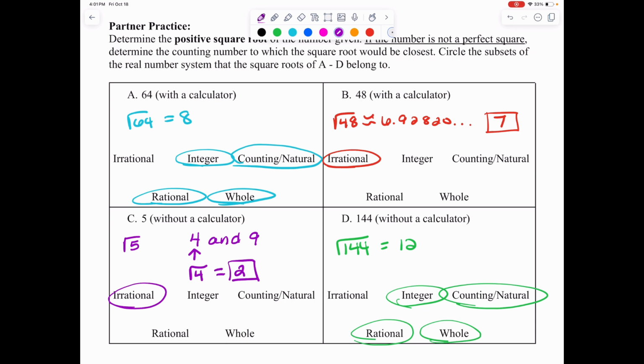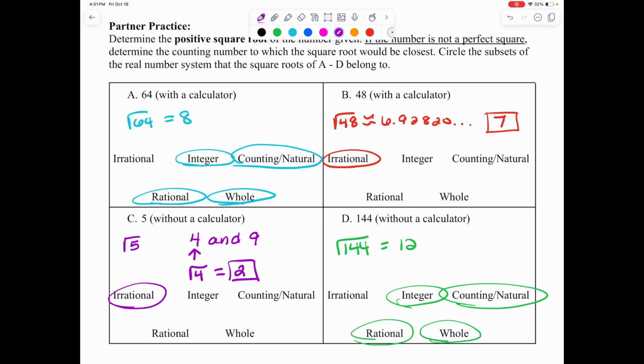So in part A, you were able to use your calculator. If I type in square root of 64 on my calculator, I get 8. So that is a counting or natural number, whole number, integer, and rational. In part B, with a calculator, I type in the square root of 48. I get a non-terminating, non-repeating decimal. So that tells me this is an irrational number, and since this number is not a perfect square, I'm supposed to determine the counting number to which this is closest, and I can see from looking at my result on the calculator that that would be 7.